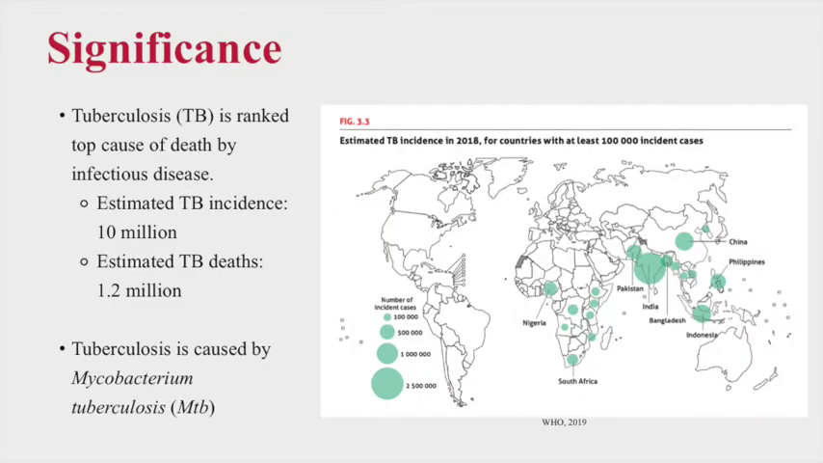Tuberculosis has been and still is ranked top cause of death by infectious disease. According to the World Health Organization's 2019 Global Tuberculosis Report, there was an estimated TB incidence of 10 million and an estimated 1.2 million deaths in 2018. The causative agent of tuberculosis is Mycobacterium tuberculosis, abbreviated as MTB.